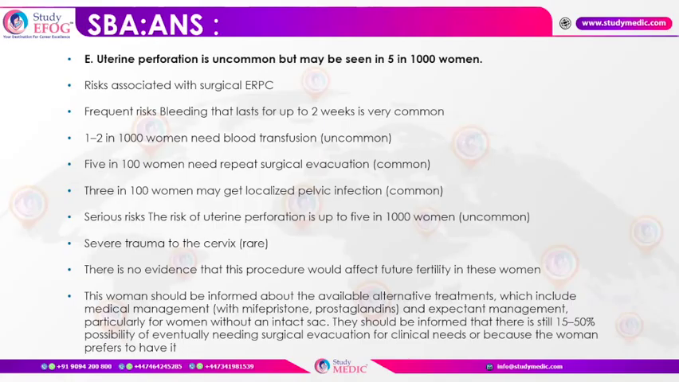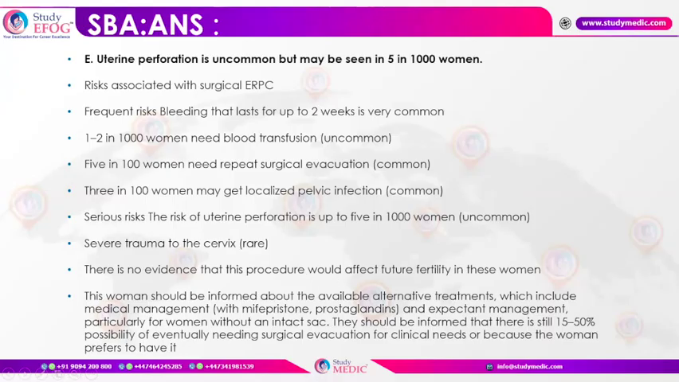So, risks associated with surgical evacuation: frequent risk, bleeding lasting up to 2 weeks is very common. 1 in 1,000 women need blood transfusion. This is uncommon. 5 in 100 women need repeat surgical evacuation. That is common. 3 in 100 women may get localized pelvic infection. This is common. Serious risk, uterine perforation, is up to 5 in 1,000 women, uncommon. And severe trauma to the cervix. There is no evidence that this procedure would affect future fertility in these women.